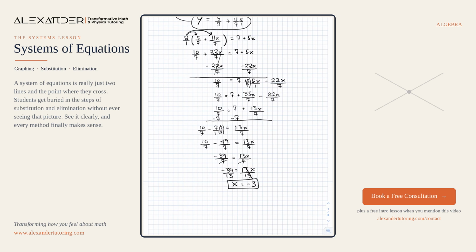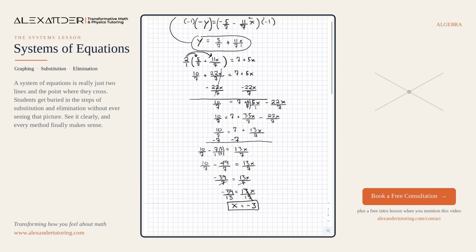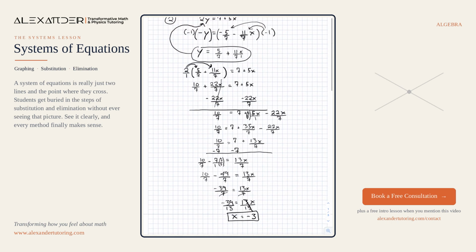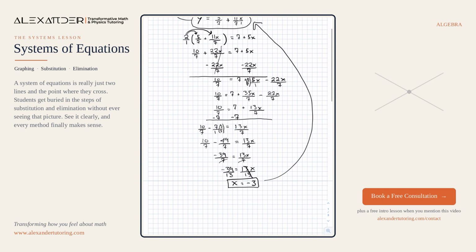Next, we need to plug that in to one of our original equations. And at this step, you've already solved for one of the variables, so there's definitely an easier choice. We've already gotten the y by itself, and that's always going to be the case. So all we got to do is plug in for x. So we have y equals 5 over 7 plus 11 over 7x, which is negative 3, which we'll call negative 3 over 1.